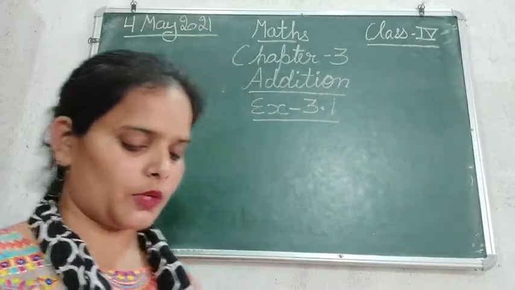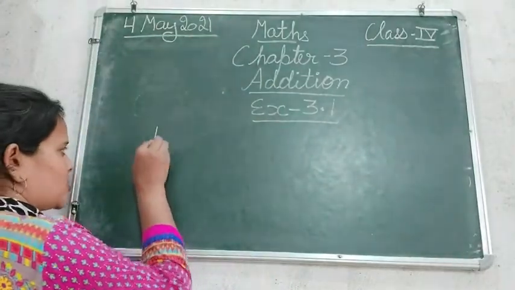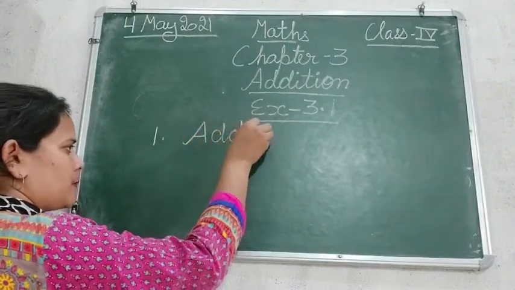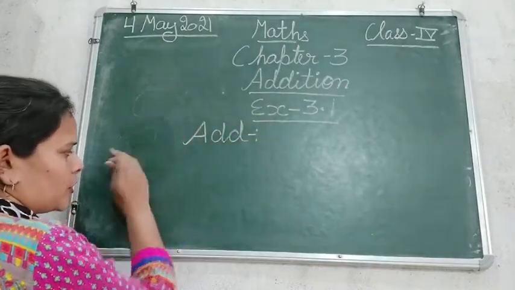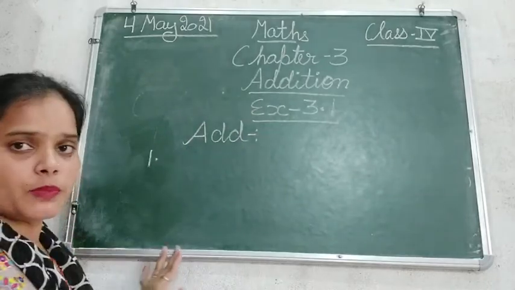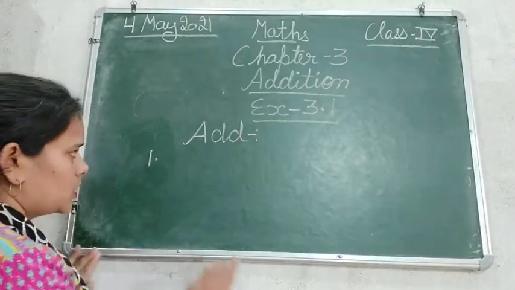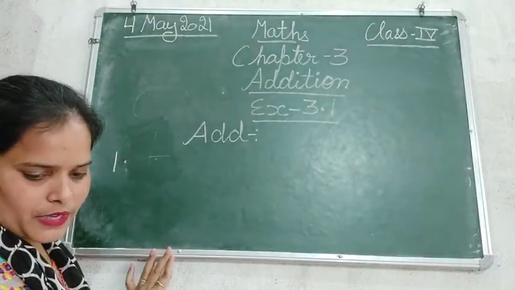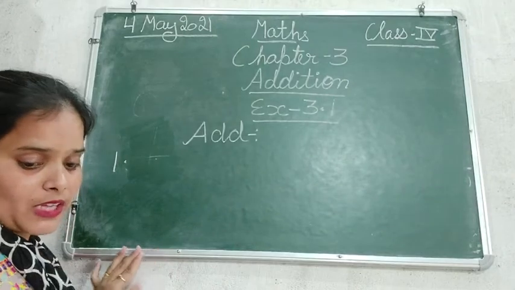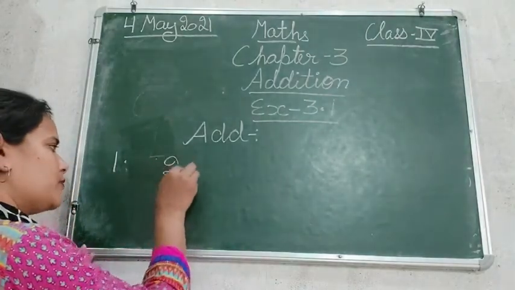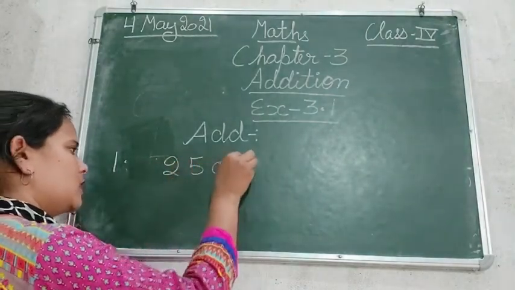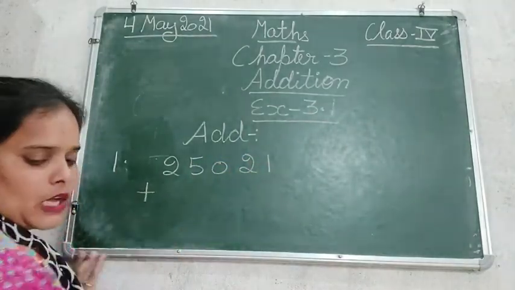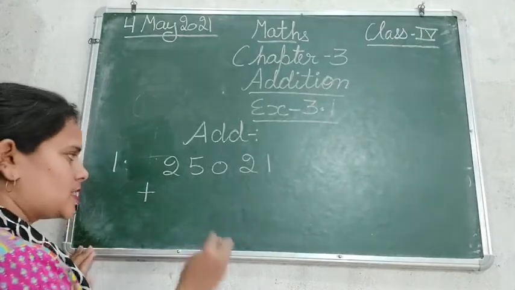Okay, let's begin with question number 1. The question is to add. That means the chapter is related to addition, and we have to do all the questions of addition only. Question number 1 is 25,021 plus 12,967.